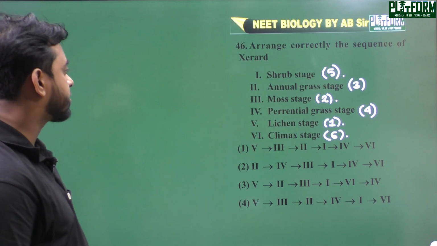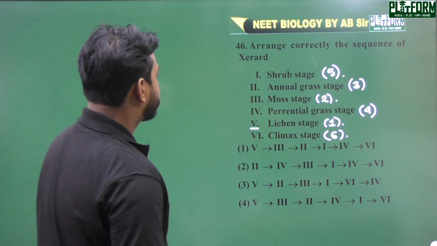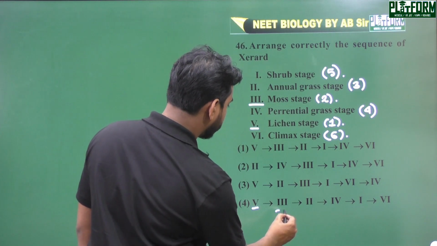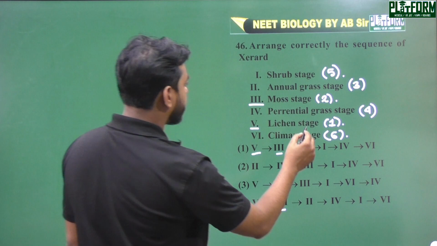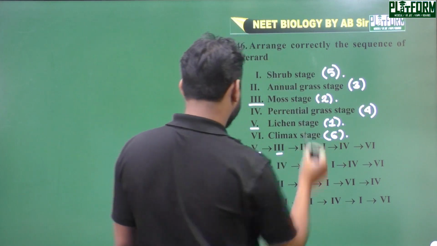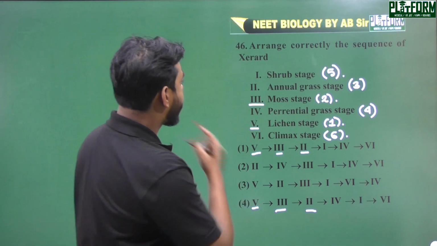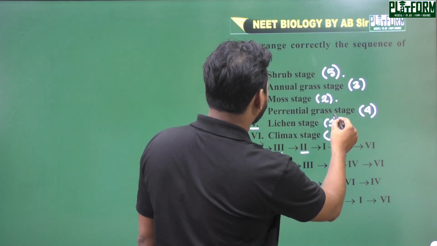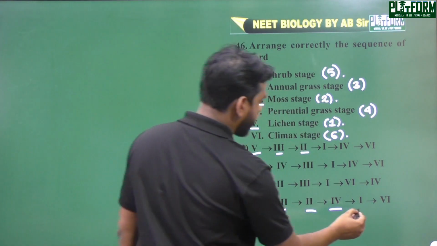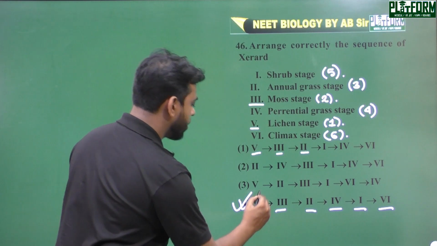So the correct answer will be: first one is 5, second one is 3. So 5, 3. Okay, the next one is annual stage, that means 2. Followed by perennial, that means 4. Followed by shrub, followed by climax. So the answer will be option 4.